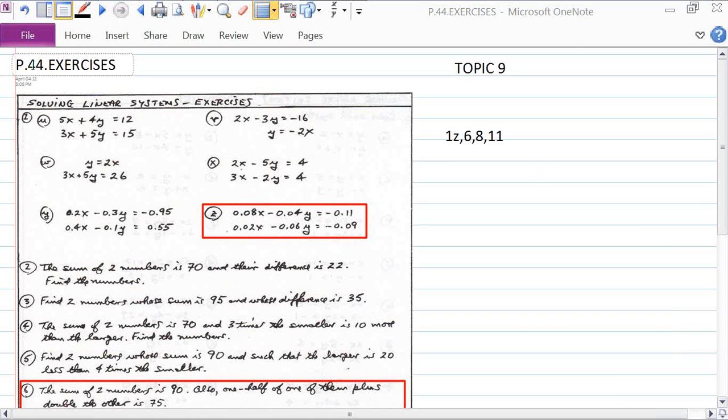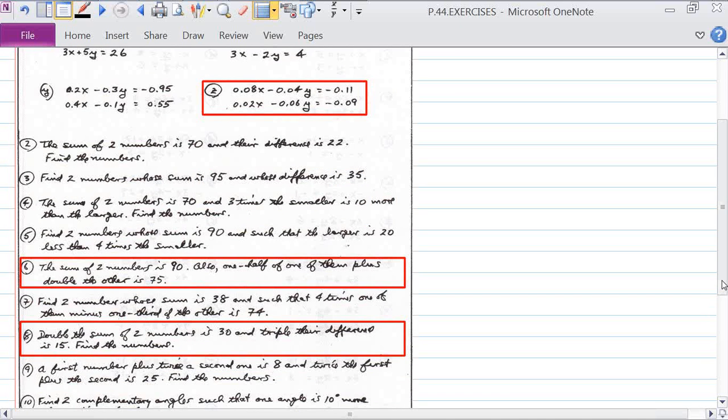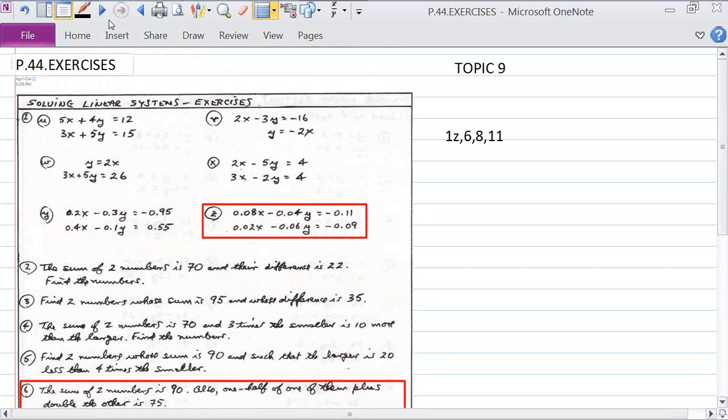We're on page 44, and what we're going to do is look at the following problems: exercises 1, 7, 6, 8, and 11, and here they are on page 44. So these are the 4 problems that we're going to do.